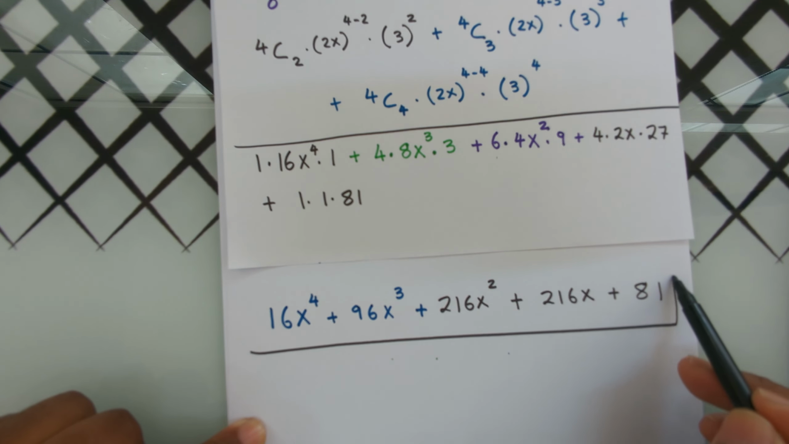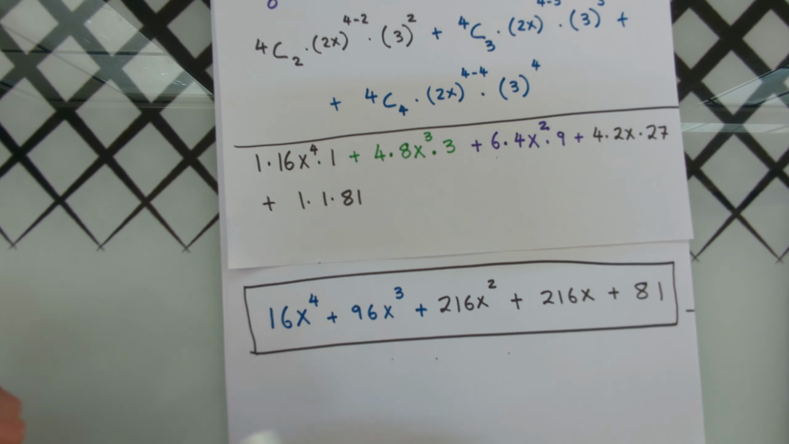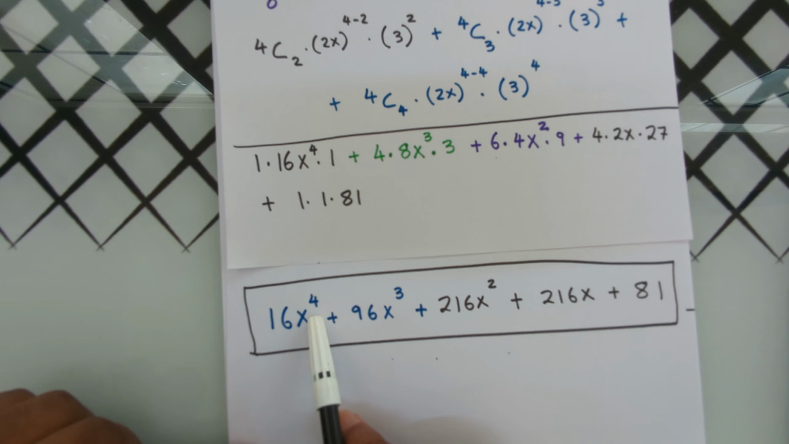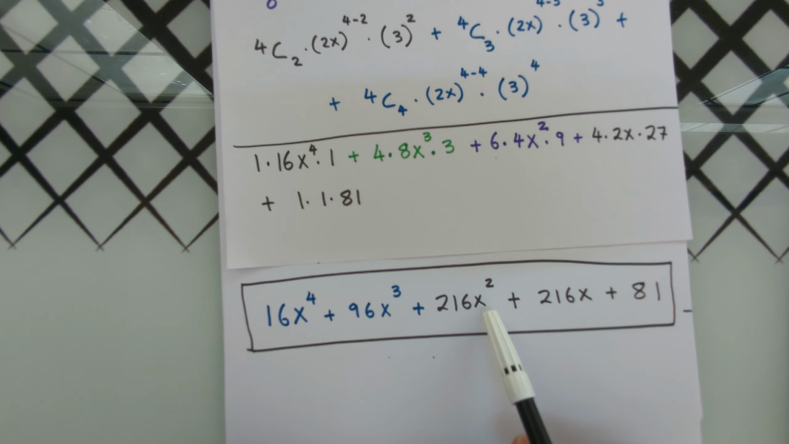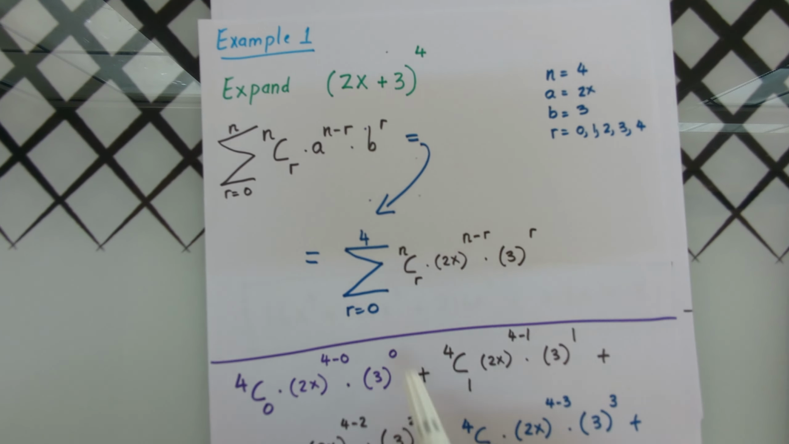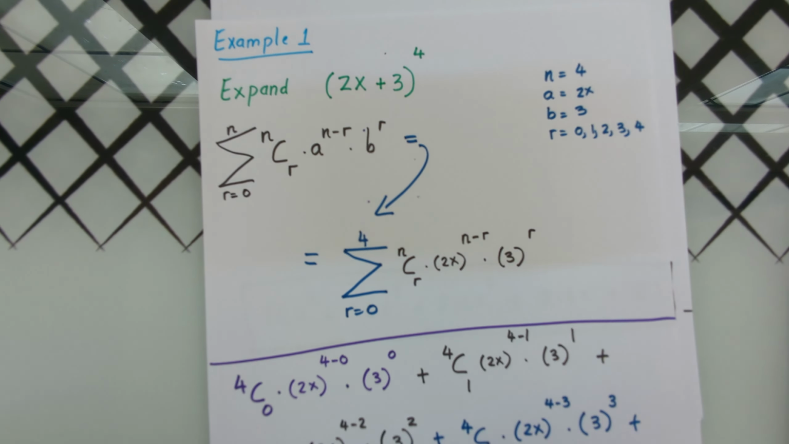which makes this to be our final answer to example number 1. 16x to the 4 plus 96x to the 3 plus 216x to the 2 plus 216x, and lastly plus 81. So this is the answer to (2x plus 3) in brackets to the power of 4.